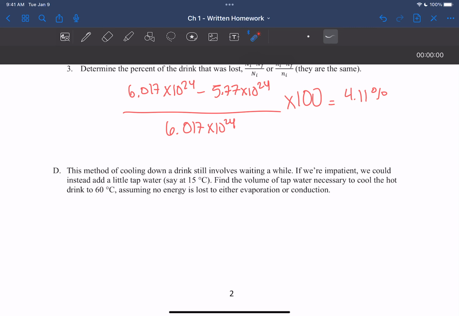I don't know why I'm blanking on this problem. Give me a sec here. Okay, so 15 degrees Celsius, you add that tap water. So that'll cool it down. Okay, so I think I understand what's going on here.